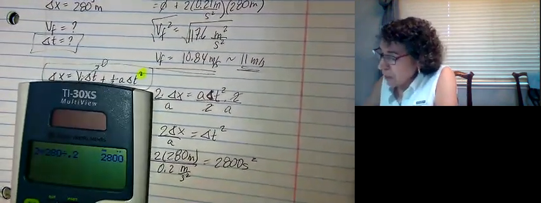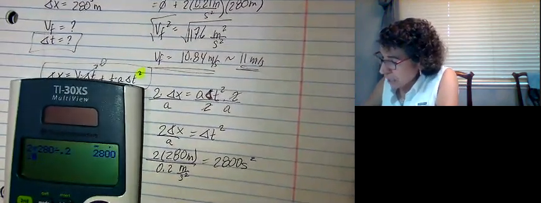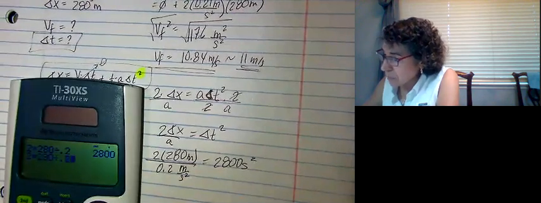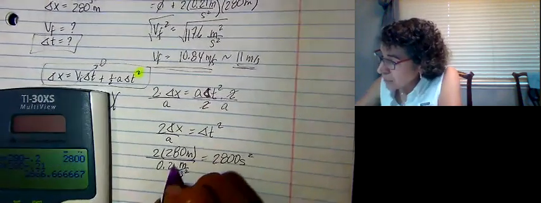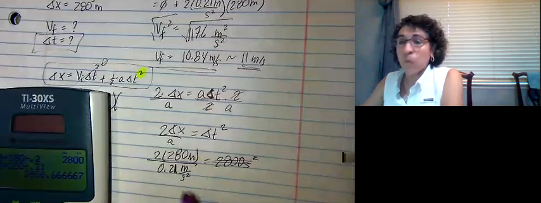Did I multiply this correctly? I always do it twice in a row. 2 times 280 divided by 0.21. That's what's wrong. They gave us acceleration as 0.21. There we go, 0.21. So it helps if you write it correctly.